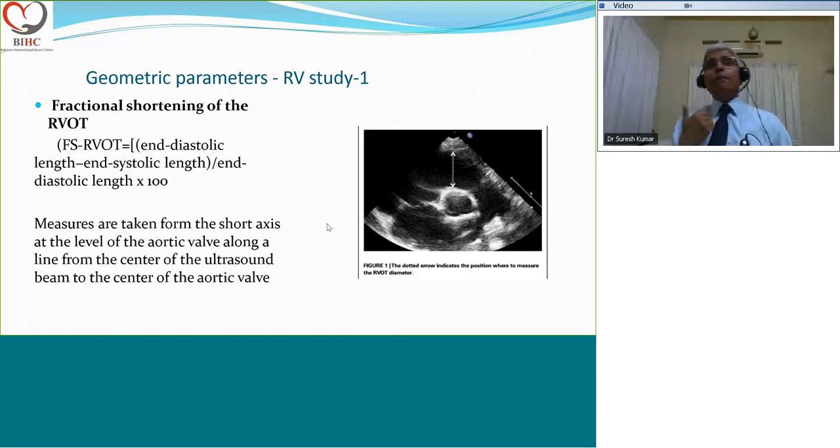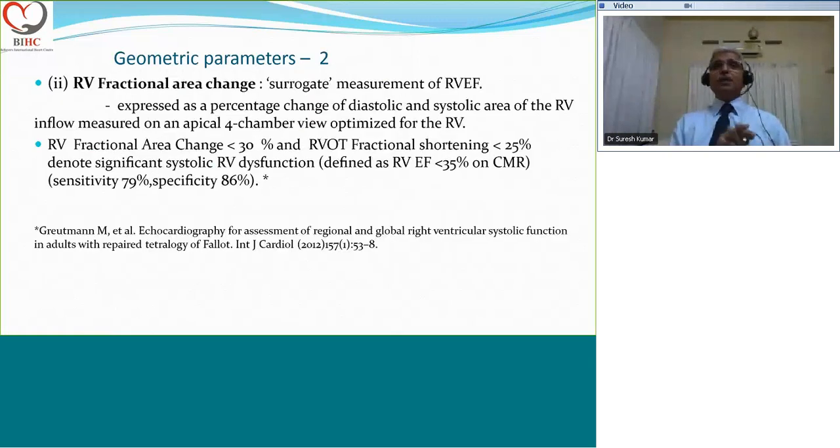One of them is to combine the fractional shortening of the RVOT with a fractional area change of the right ventricle. That is, the RVOT, this is an image that you are familiar with. Here, measure the RVOT right under your beam from the RV anterior wall to the aortic wall. Get a value in end diastole and end systole, and the difference is the fractional shortening of the RVOT. Also get a 4-chamber view and optimize it for the RV so that you can get an area in diastole and systole. So you can get a fractional area change.